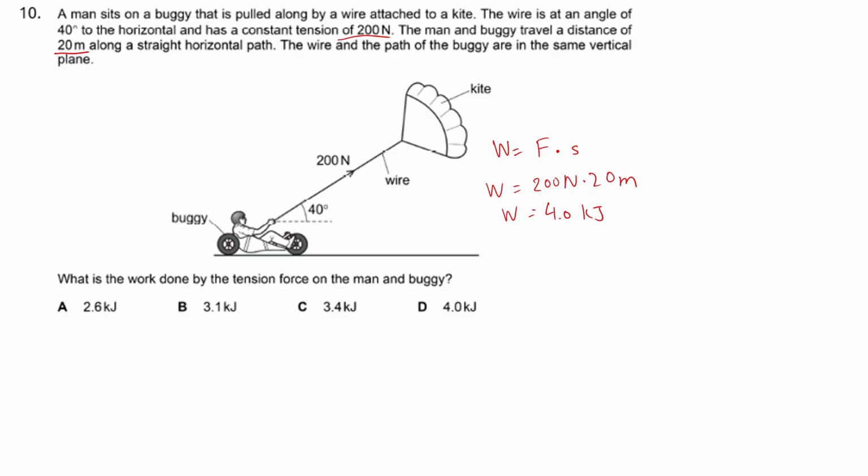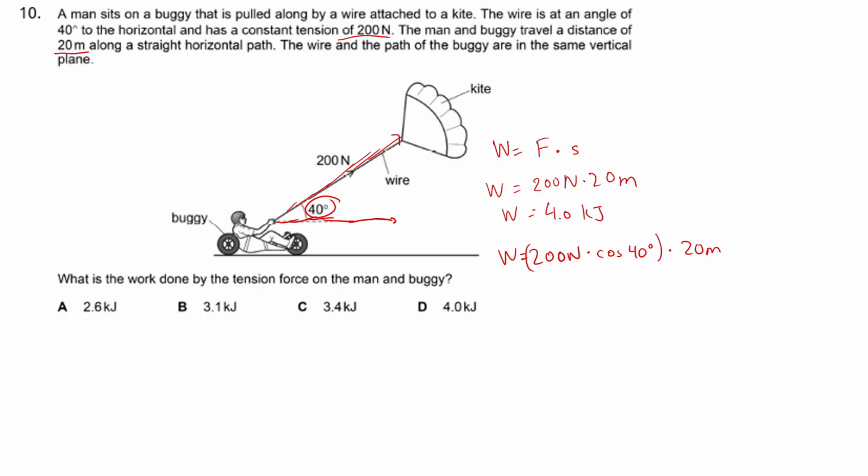This isn't the total answer because, as shown in the diagram, the tension of the wire is going at an angle upwards. As a result, this force is not entirely 200 newtons because some force is being wasted going vertically and some force is going horizontally. So we need to find the horizontal component of this 200 newtons. To do so, we can use the angle given to us. So work is equal to 200 newtons multiplied by the cosine of 40 degrees, and that's our force, multiplied by the distance, which is 20 meters.